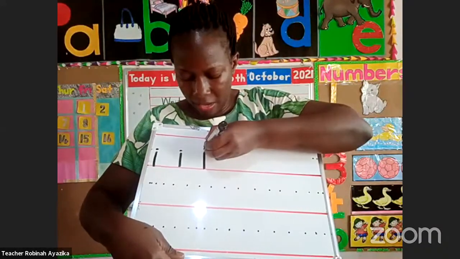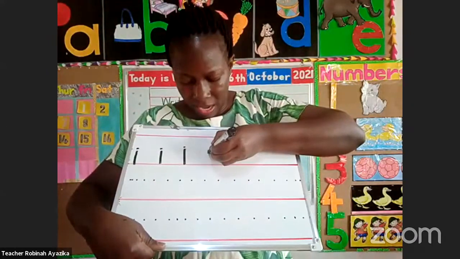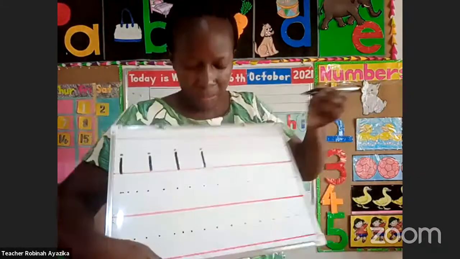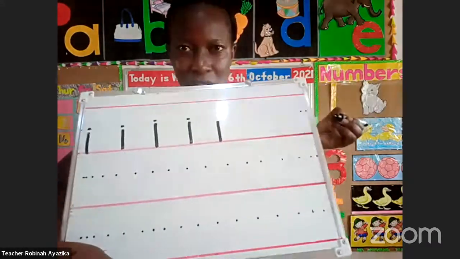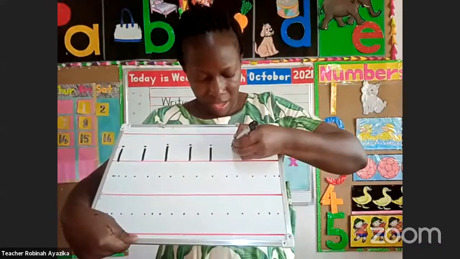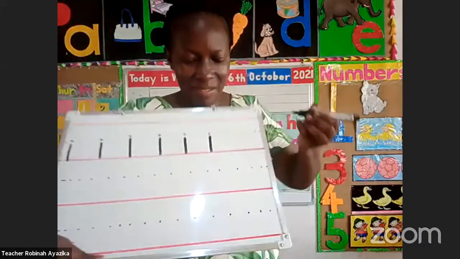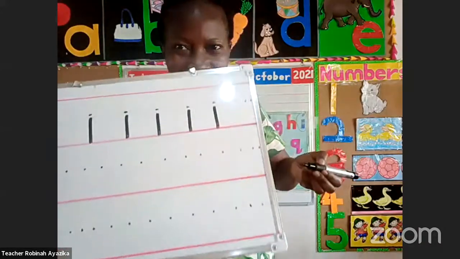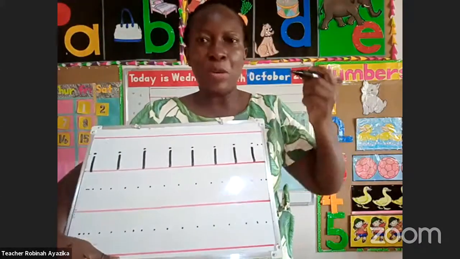Standing line and a dot. Standing line and a dot in the middle there. Standing line and a dot. So easy. Standing line and a dot. So easy.